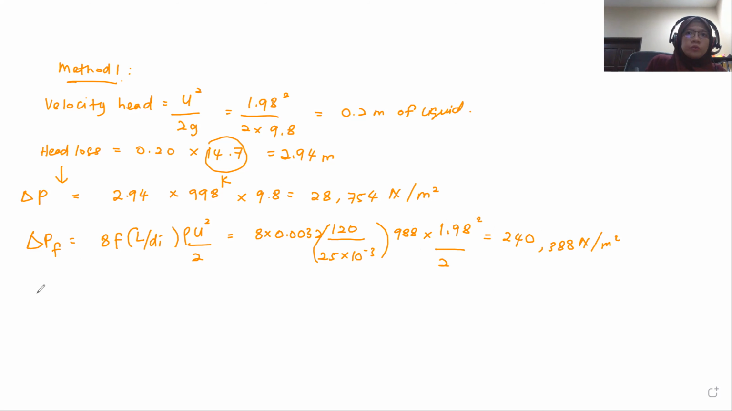Alright, now we need to total up. So the total pressure, we add up this and this, plus, so you will get 270 kilonewton per meter squared. Alright, that's it for method 1.